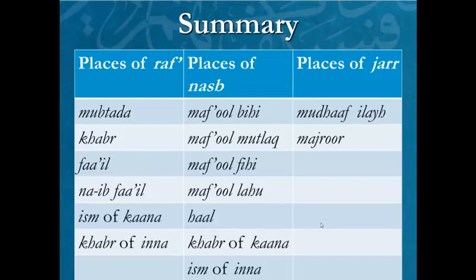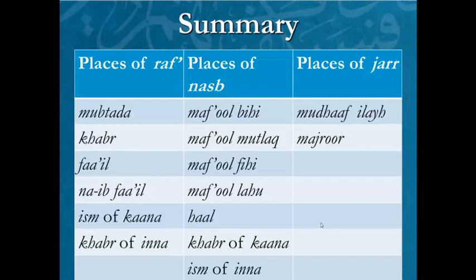In rafa, we have both halves of the nominal sentence, mubtada and khabar. We have the doer of the verb, fa'il. We have the deputy doer, the apple was eaten. And then we have the first half of the kana structure, called the ism of kana, that is in rafa. It has a dhamma on the last letter. The example was kana al-kitabu jadidan. And the second half of the inna structure goes in rafa. Inna al-kitaba jadidun.